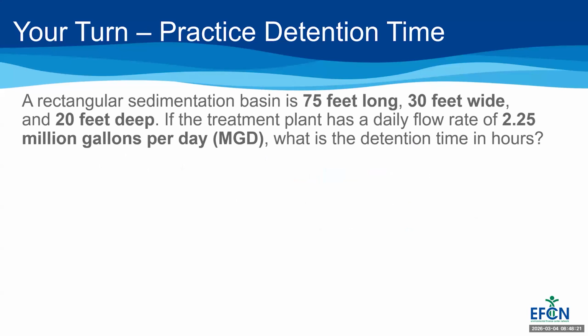You've got a rectangular sedimentation basin that's 75 feet long, 30 feet wide, and 20 feet deep. If the treatment plant has a daily flow rate of 2.25 million gallons per day, what is the detention time in hours? So I'm going to give you a couple minutes and check back in.